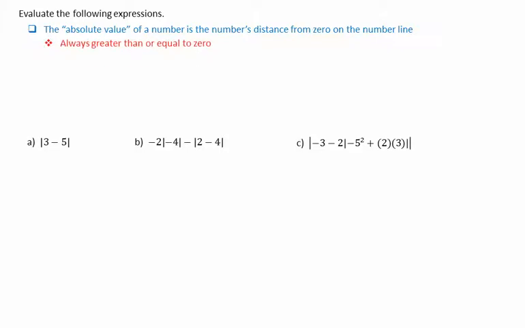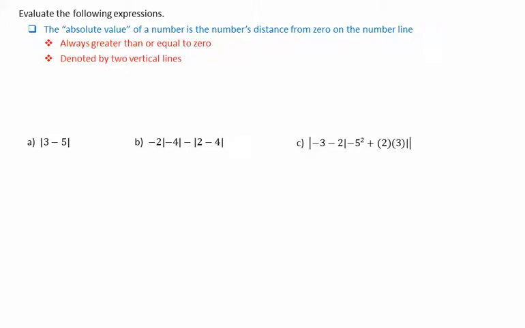Evaluate the following expressions. The absolute value of a number is the number's distance from 0 on the number line. It is always greater than or equal to 0.